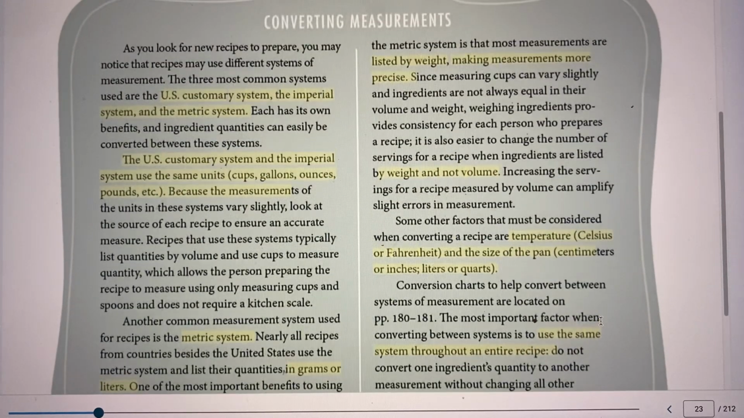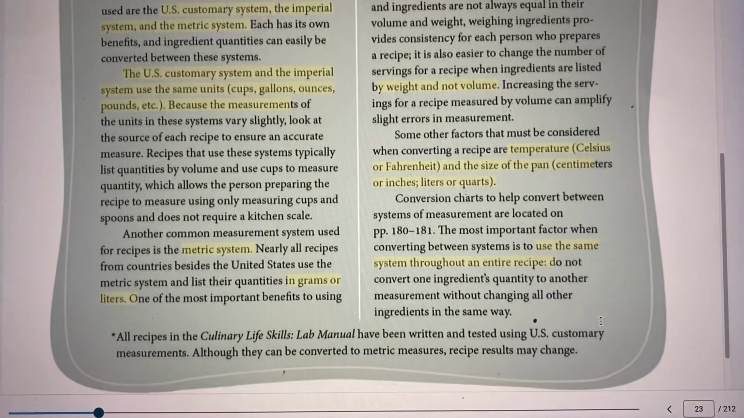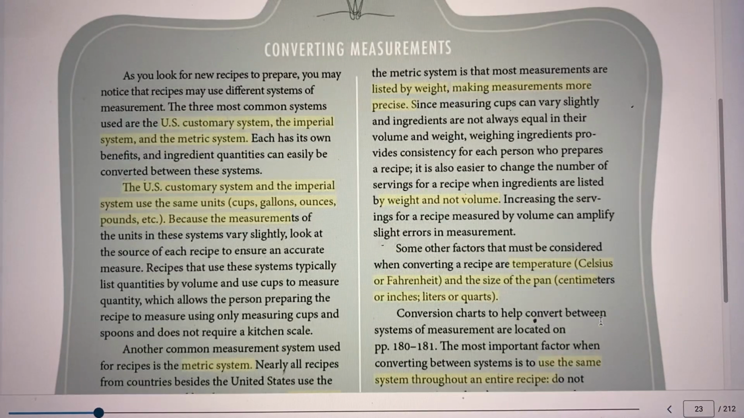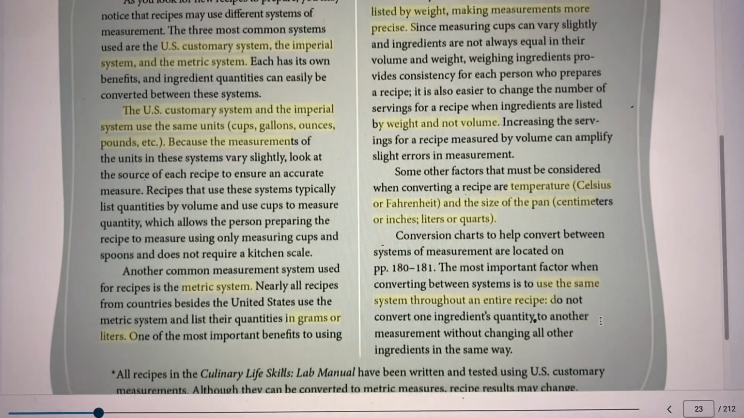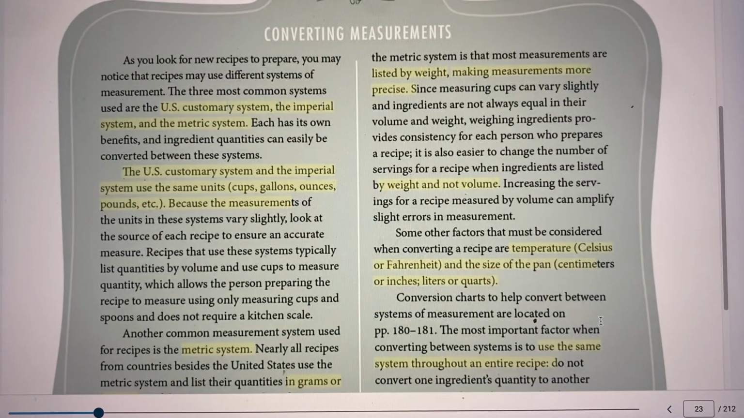So usually with grams and liters, you have to find the equivalent if you're going from cups into ounces, and ounces or grams. And the metric system, it says right here, one of the most important benefits to using the metric system is that most measurements are listed by weight, making measurements more precise. So they go by grams, which they think weight is easier than volume and actually more accurate than measuring volume.